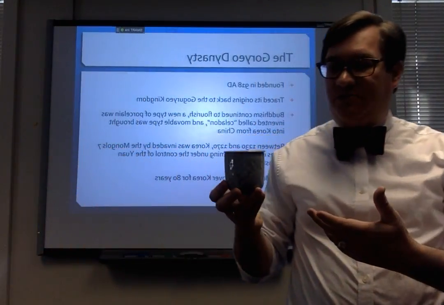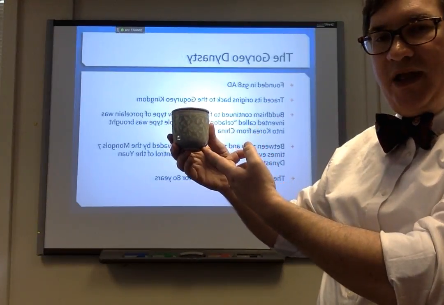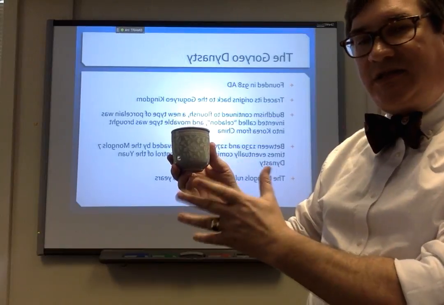Celadon has this beautiful green color. I'm trying to get it in the light here. There we are. This beautiful green color. Instead of like a blue and white, it's green. Now, this is a teacup, right?